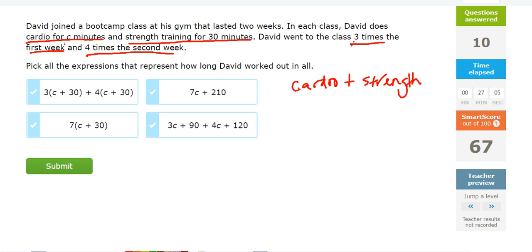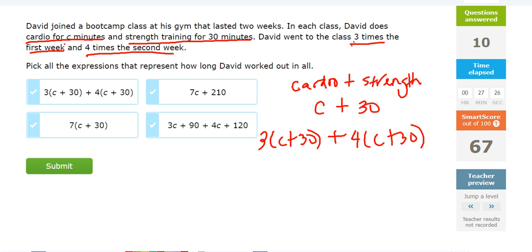So that means cardio is C plus the strength training, which is another 30 minutes. All right. So the first week, he did that 3 times. So that'll be 3 times C plus 30. The second week, he did it 4 times. So that's 4 times C plus 30. So ultimately, that means that I have my first choice, which is here.